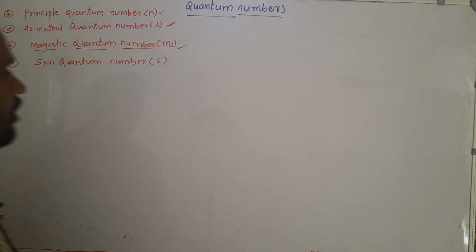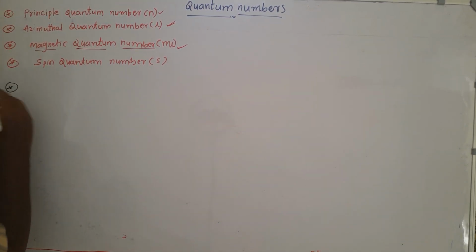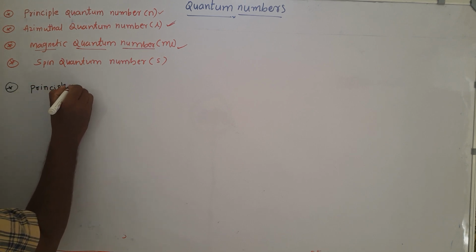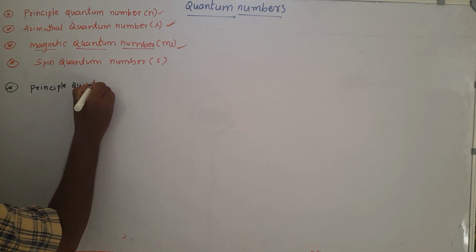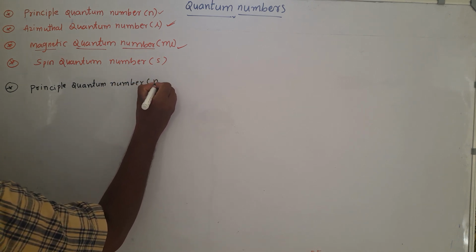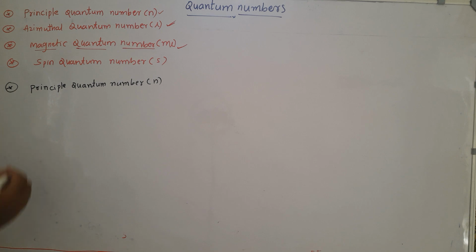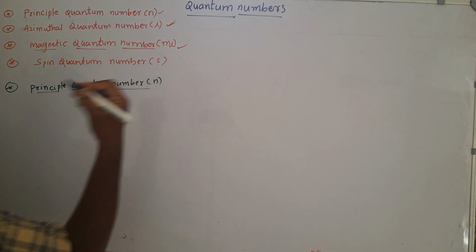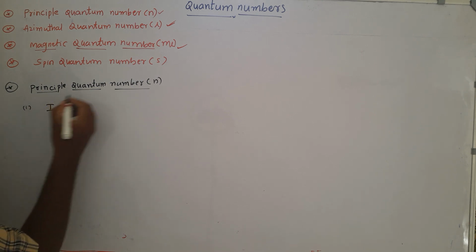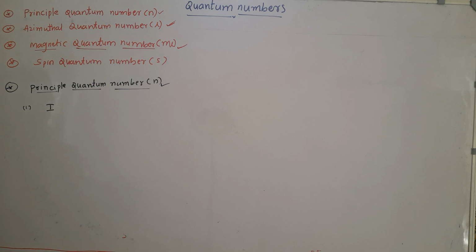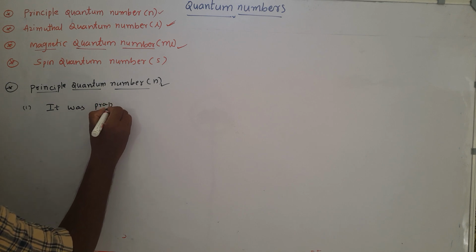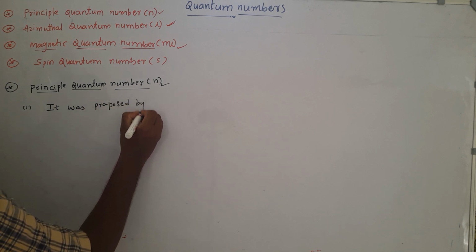First one is the principal quantum number. The principal quantum number is indicated with the small n. It was proposed by Niels Bohr.